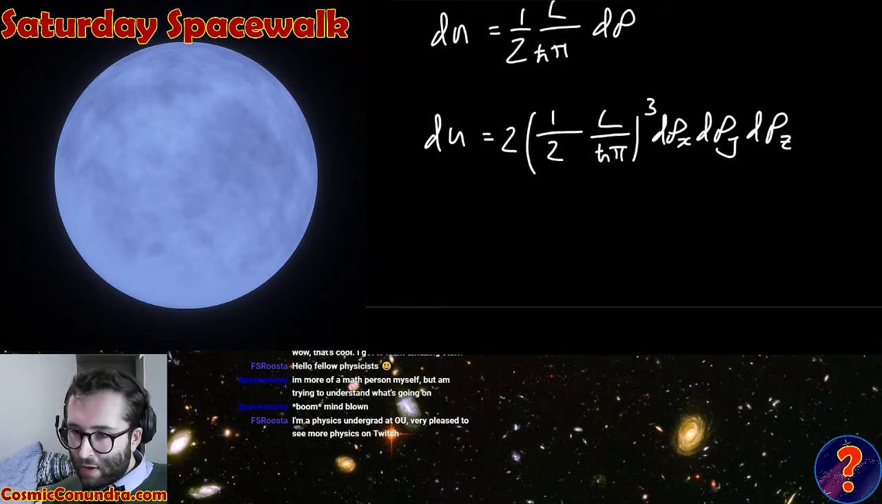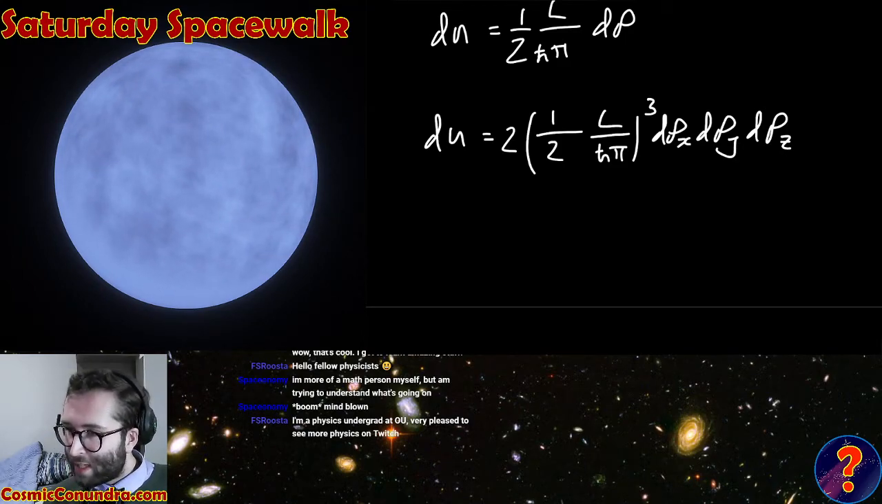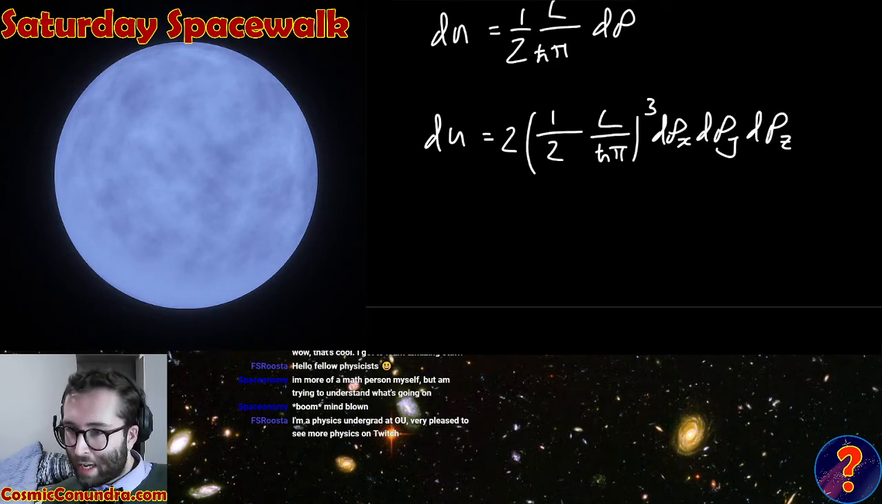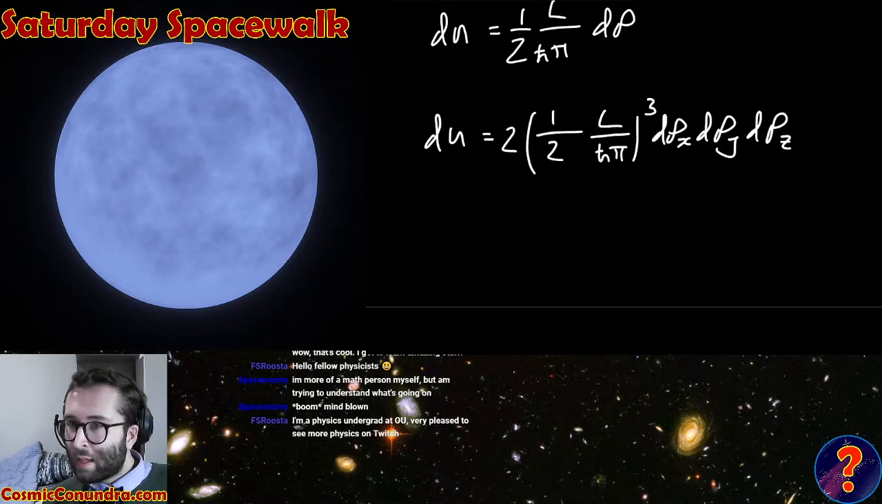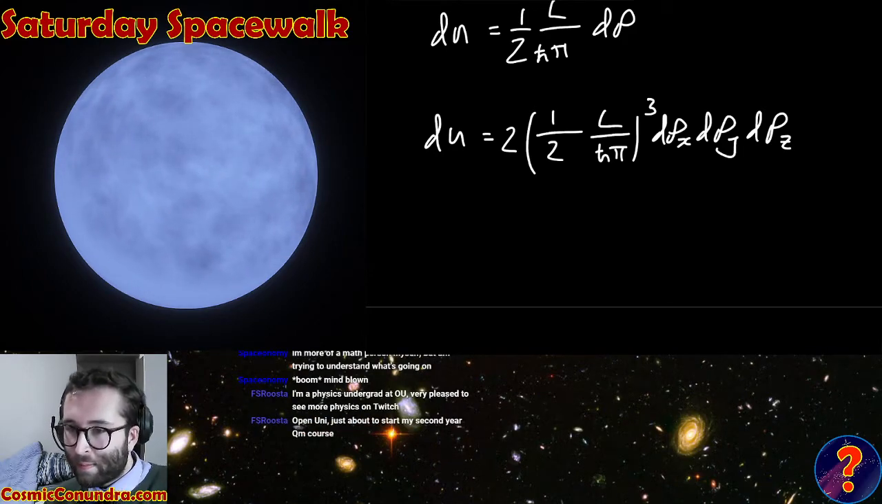Alright, so now let's think about what we've got here. We've specified momentum in the x direction, momentum in the y direction, and momentum in the z direction. But in a lot of systems, particularly systems that are isotropic, there's no preferred direction of momentum.